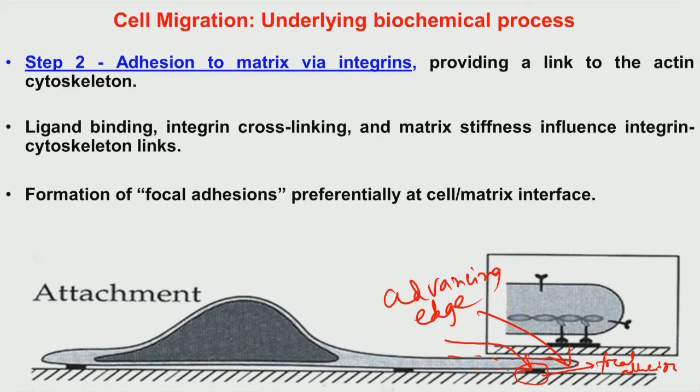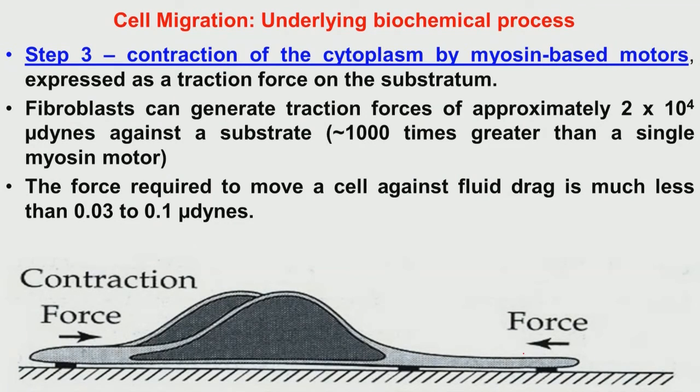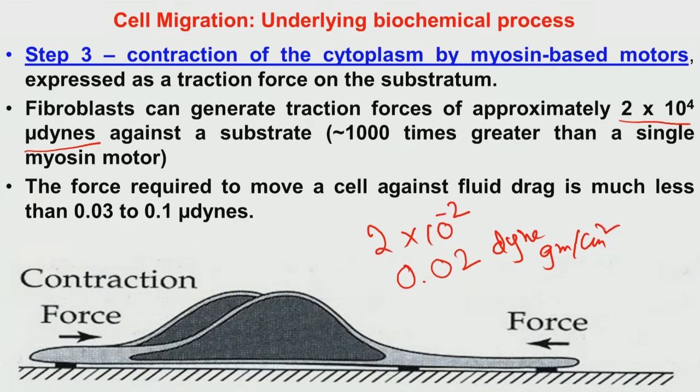So, these are the new focal adhesions that form, and once a focal adhesion forms, it helps the cell attach to the substrate much more firmly at the advancing edge, and there will be a contraction force at the rear end. These contraction forces are approximately 10 to the power 4 microdynes. Micro means 10 to the power minus 6, so 2 into 10 to the power minus 2 dyne. So, essentially this traction force is of the order of 0.2 into 10 to the power minus 2, that means 0.02 dyne, and 1 dyne is gram centimeter per second squared. So, this is a CGS unit.